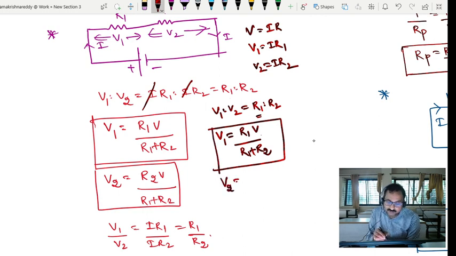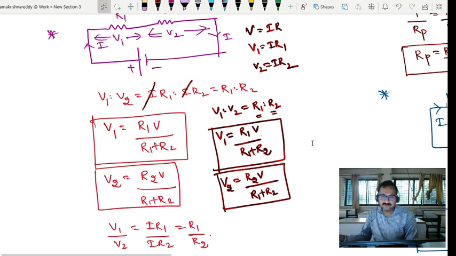Second one, V2 is equal to, what is the share of the second one? R2 divided by R1 plus R2. That is, R2 divided by total parts into potential difference.